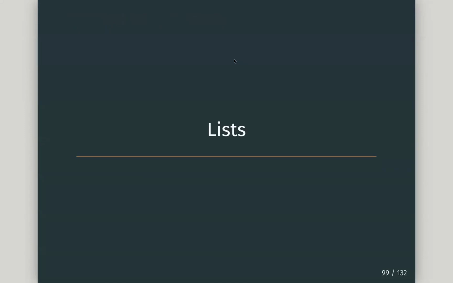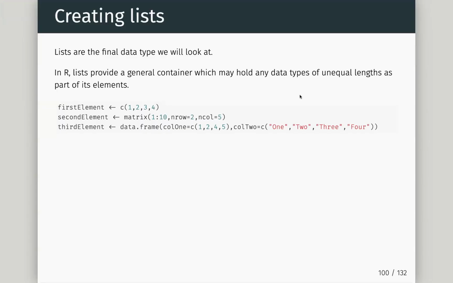So the final type of data I'm going to deal with today is lists. Okay, so lists are the final type of data we're going to look at. So lists really provide a general container which can hold any different data type, can be of unequal lengths, but you can still associate this into one object where you pull the information from. Okay. So if you have a data frame of information, and maybe you have a vector or a matrix, which you don't want to change into a data frame, but you want to associate these together, you could perhaps create a list and then just attach them all within this list object.